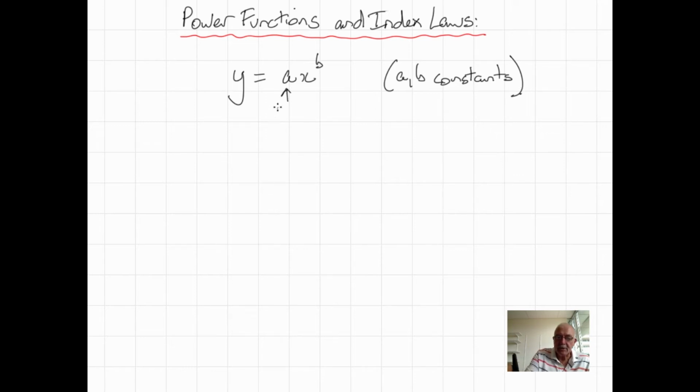Some terminology. This is the coefficient. And this is my base. And this is my power, or another word is an index. So y equals ax to the b is the general form of all power functions. We need to be very proficient at working with powers or indexes, so we'll quickly revise the index laws.